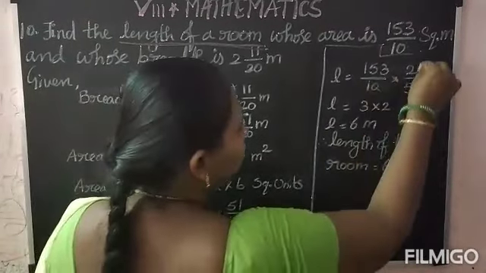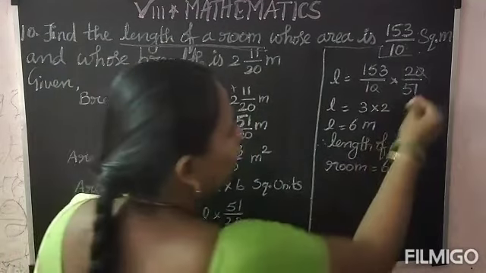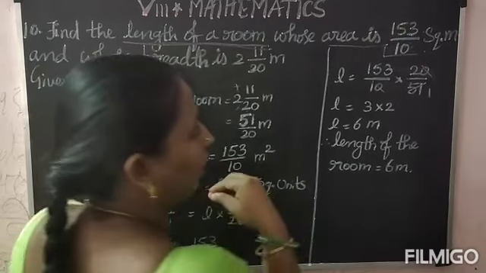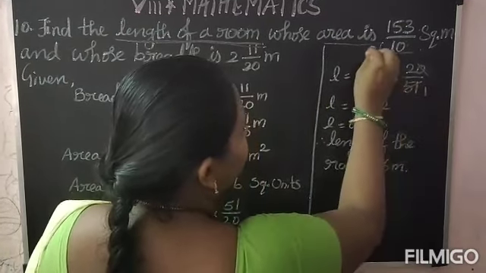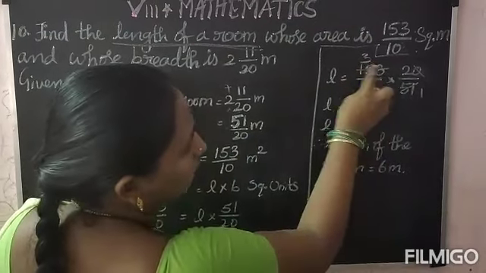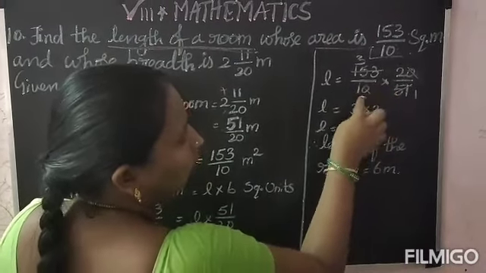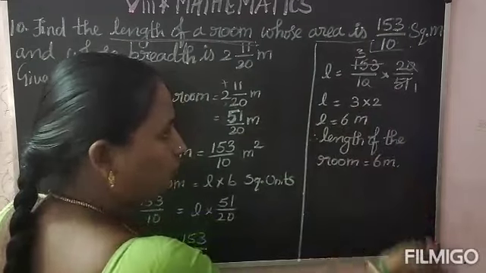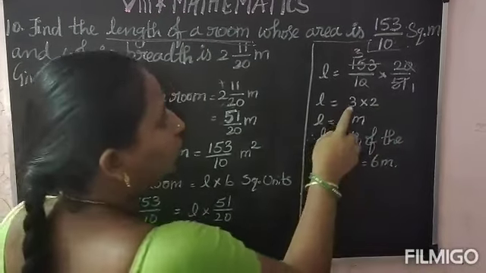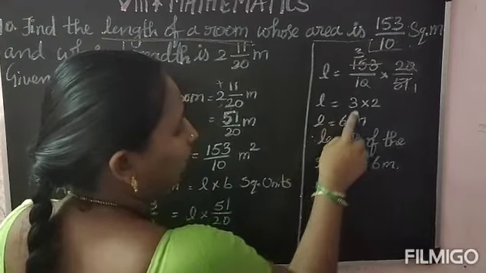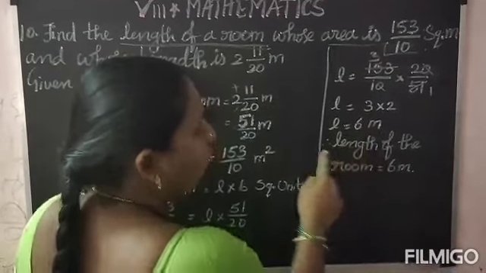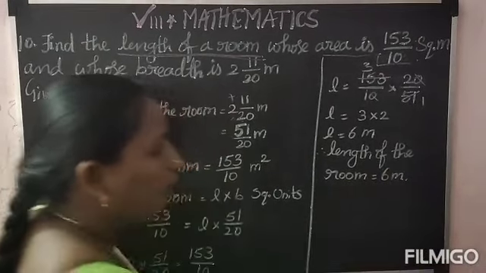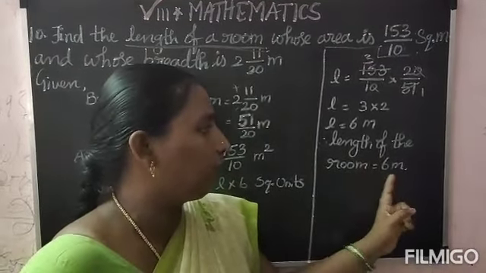Now you have to cancel. 0 and 0 will get cancelled. 51 is a 51; if I cannot cancel directly, I will cancel with the 3 table: 51 ones are 51, 3s are 153. So the remaining is 3 into 2 in the numerator, and in the denominator 1 into 1 is nothing but 1. So L equals 3 2s are 6 meter. Therefore the length of the room equals 6. Write the units without forgetting: length of the room equals 6 meter.